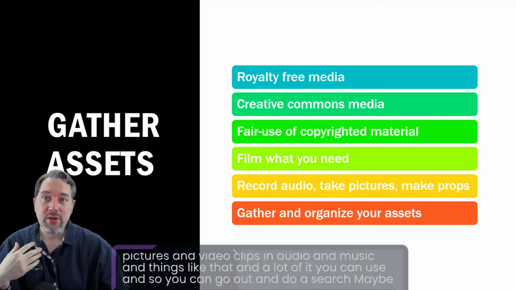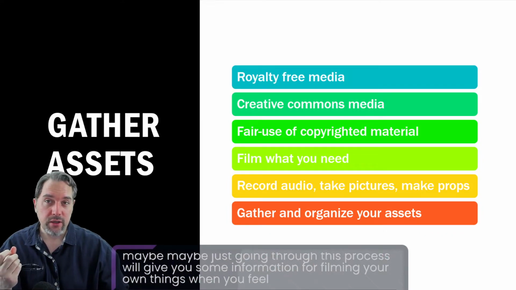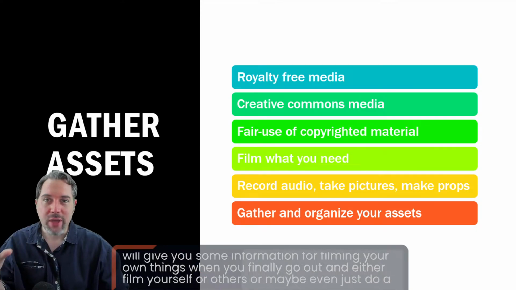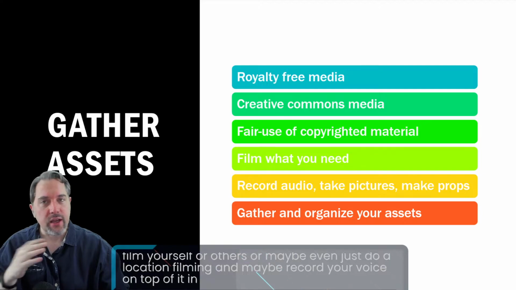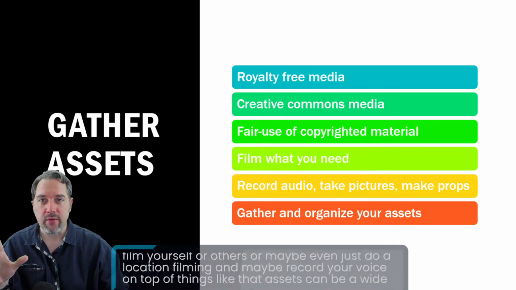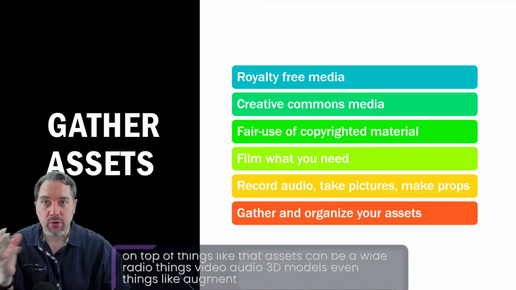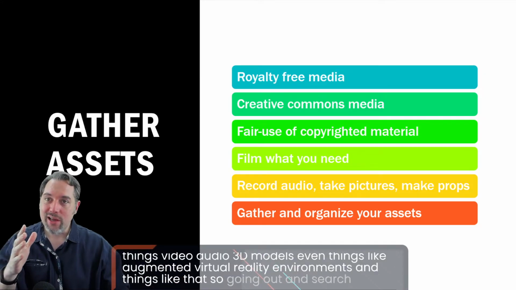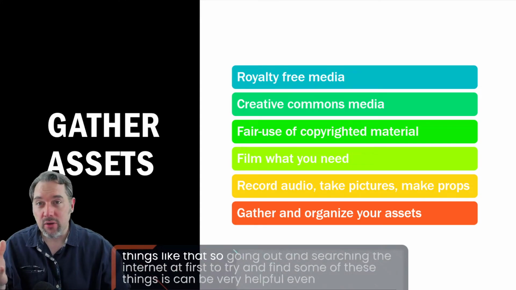Maybe just going through this process will give you some information for filming your own things when you finally go out and either film yourself or others. Or maybe even just do a location filming and maybe record your voice on top of it, things like that. Assets can be a wide variety of things: video, audio, 3D models, even things like augmented virtual reality environments and things like that. So going out and searching the internet at first to try and find some of these things can be very helpful, even if you don't end up using them.